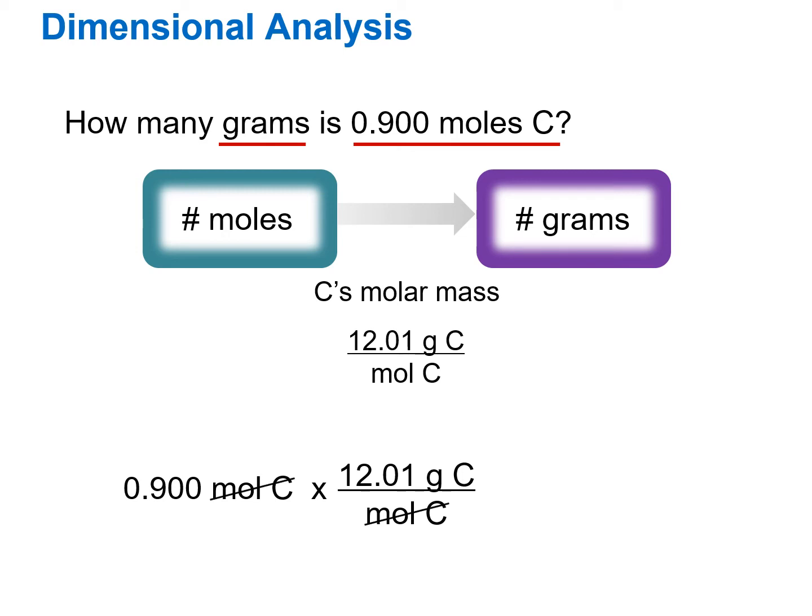Now I've gotten rid of the units of mole and the only unit I have left is gram, which is good because I'm being asked how many grams. At this point I can simply do the math. And my math would be multiplying 0.9 times 12.01, and technically there is a 1 underneath 12.01, but when you divide anything by 1, it is that value. So doing the math, I end up with 10.8 grams of carbon. These are the steps for using molar mass to convert from moles into grams.